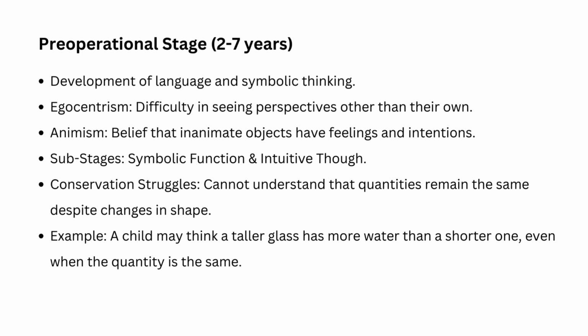One of the key characteristics of this stage is egocentrism, the inability to differentiate between one's own perspective and that of others. A classic example of egocentric thinking is Piaget's 3 mountain task, where a child is asked to choose a picture that shows what a doll would see from another perspective. Children in this stage typically choose the picture that shows their own view, demonstrating that they cannot yet conceptualize viewpoints different from their own.